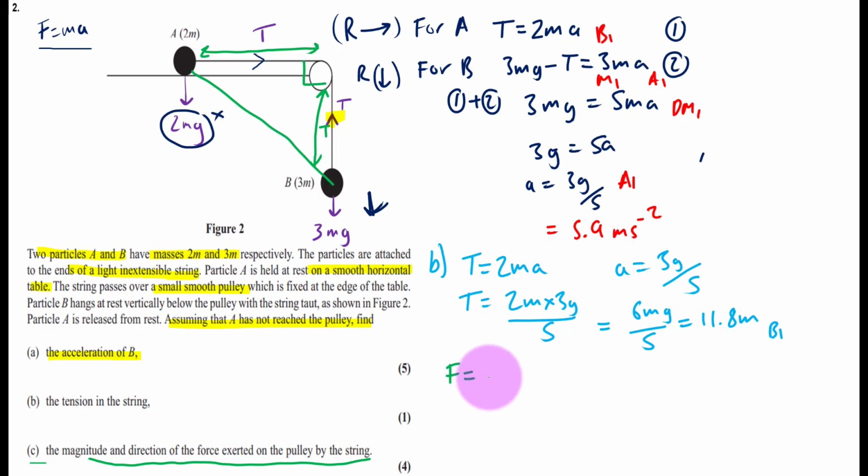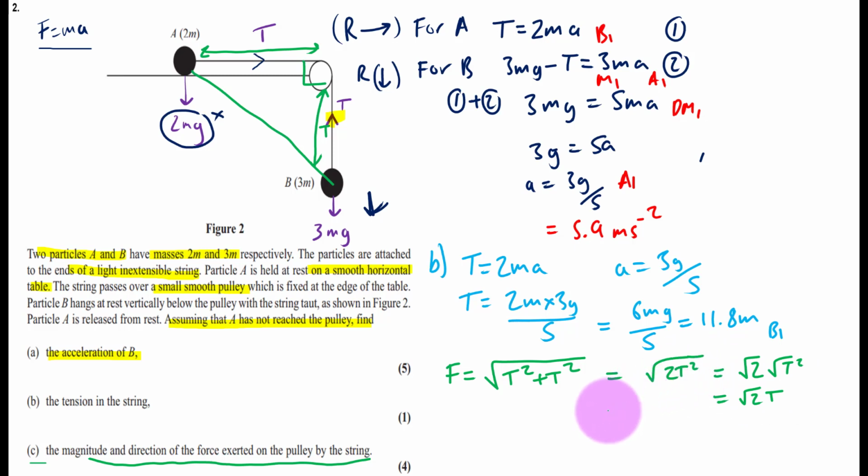F equals, use Pythagoras theorem, which is the square root of a squared plus b squared, which in this case is T squared plus T squared. Now, we know what T is, because it's this 6mg over 5 here. So essentially, this is the square root of 2T squared. That would simplify to root 2 and root T squared, which will leave you with root 2 T. Just the rules of surds here. Remember, when you multiply surds, you can combine them.